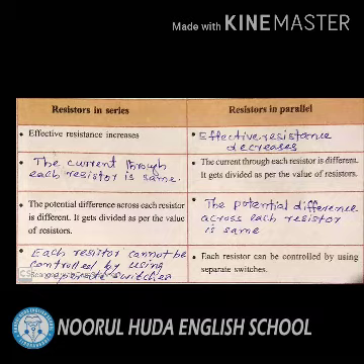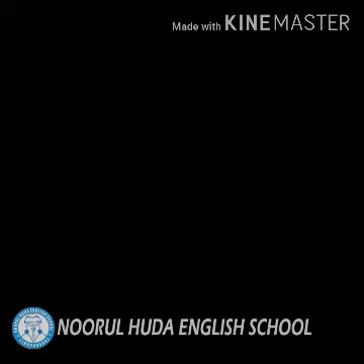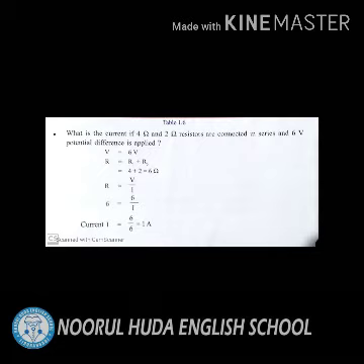Next, problem session: how to find out the effective resistance, potential difference, and current in a circuit. Here one problem is given. What is the current if 4 ohm and 2 ohm resistors are connected in series and 6 volt potential difference is applied? How do we calculate the current?